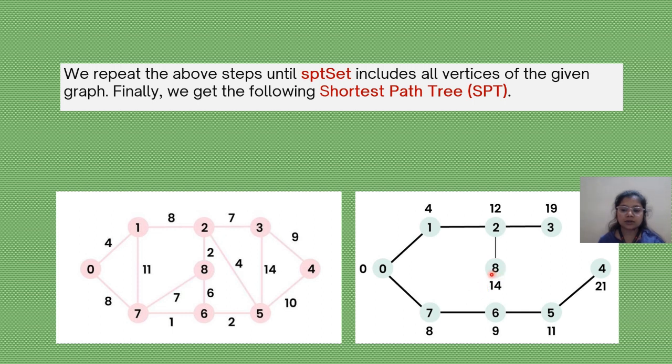Then add the adjacent nodes of node 8. Since node 8's adjacent values are all added, that is 7 and 2, and 6 is also added. So move on to the next minimum value. We have calculated 12 plus 7 as 19, and 12 plus 4, sorry, 5 is already added. So 12 plus 7, that is 19. So next, 3 is added to the node.